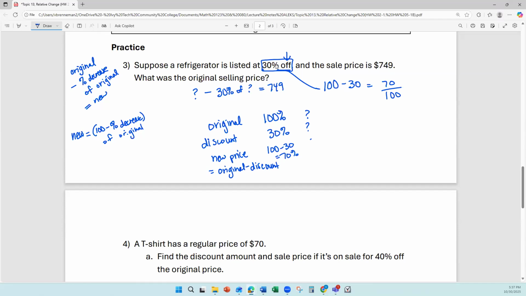And we know also the dollar amount is 749. So we're going to skip over the discount part and we're going to use the 100% and the 70%. So the 749 corresponds to the 70%. And we want that unknown value corresponding to the 100%. So 749 times 100 divided by 70.